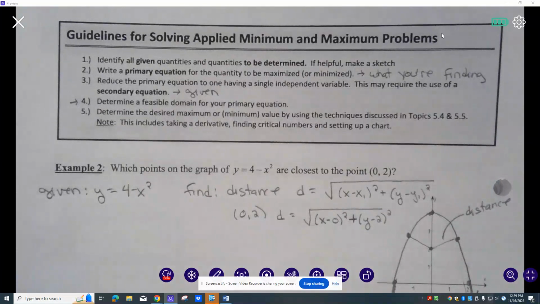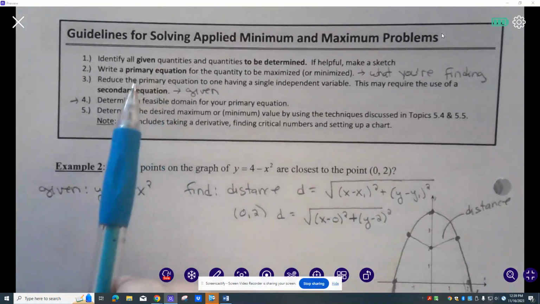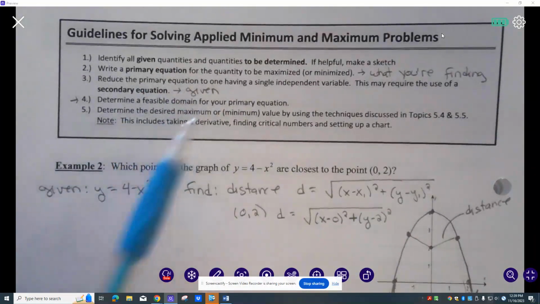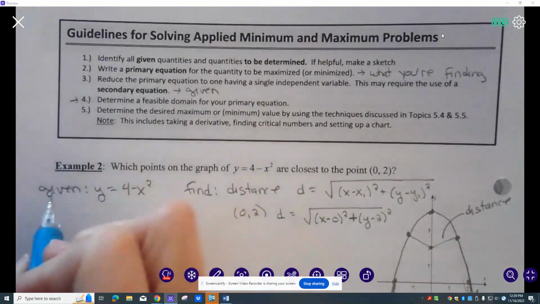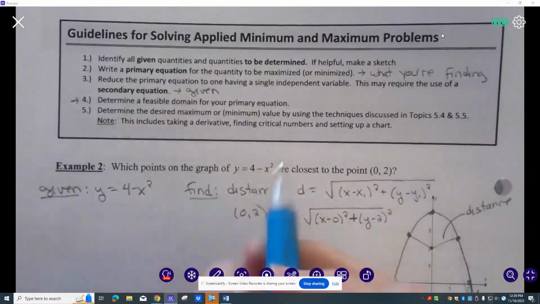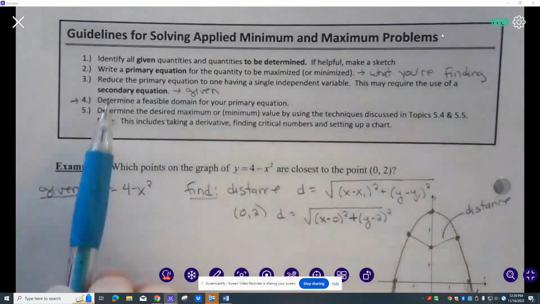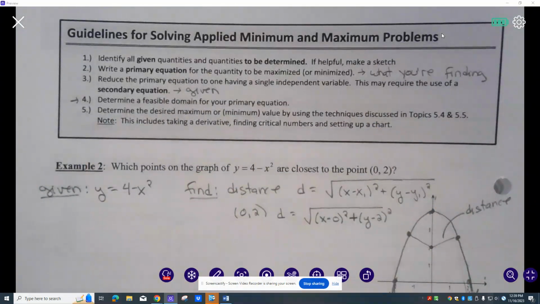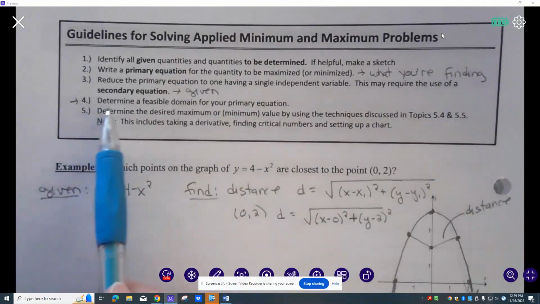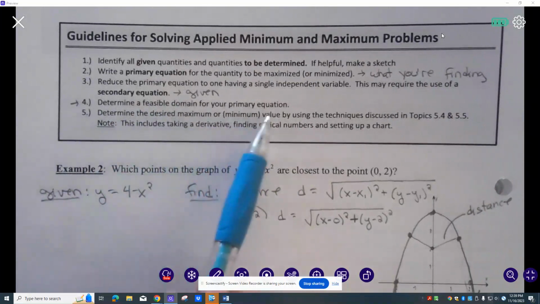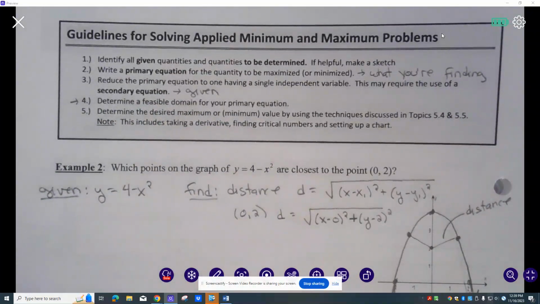The one thing I wanted to point out that's a little different in these notes is that when I solve these, I think about what I'm given and what I need to find. When they reference the primary equation here, that's what you're finding, and the secondary equation is what you're given. One thing that we didn't do in the first problem was determine a feasible domain for your primary equation. So that sometimes comes up. It sort of depends on the problem.